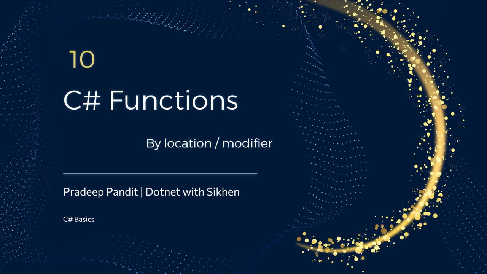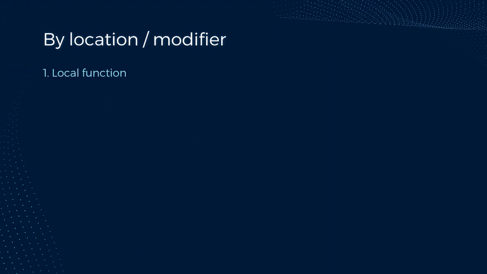Basically we have four methods by location or modifiers. We have already discussed two methods, and today we will discuss two more. So let's get started. By location and modifier, we have the local function.